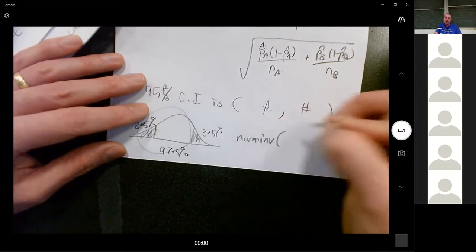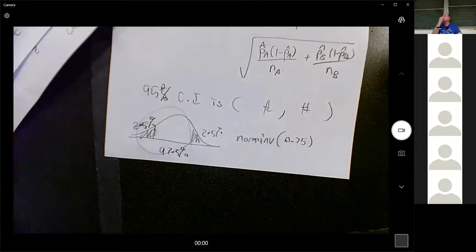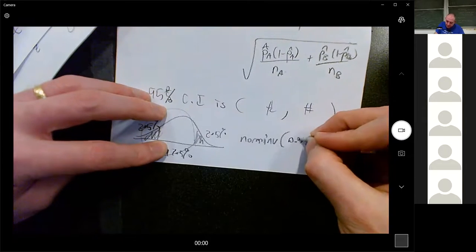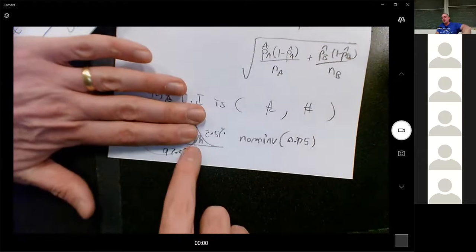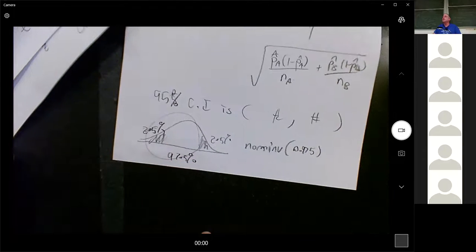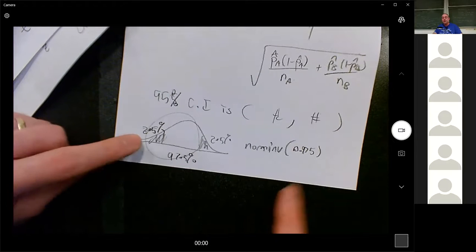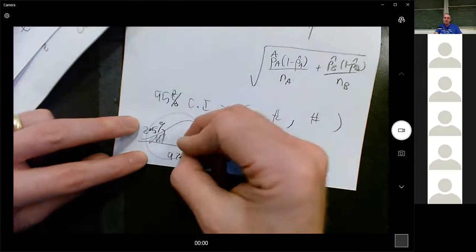Norm inv of 0.975, sorry, and it should give you the number that goes here. Because you have to tell it what the left-hand side is to get the number you want. Yeah. You could have also done norm inv of 0.025 and minused it, and that would have worked as well.